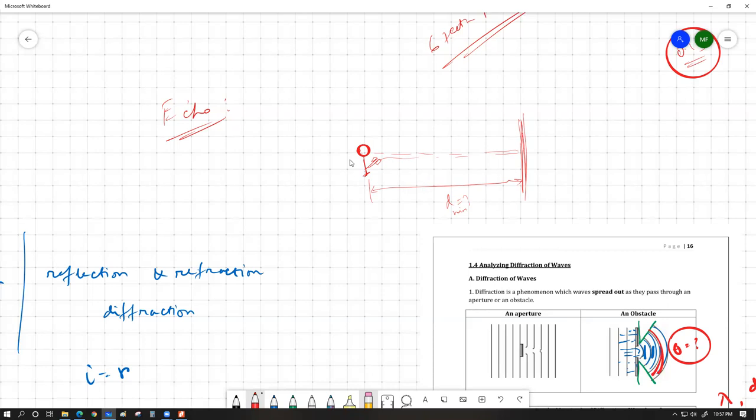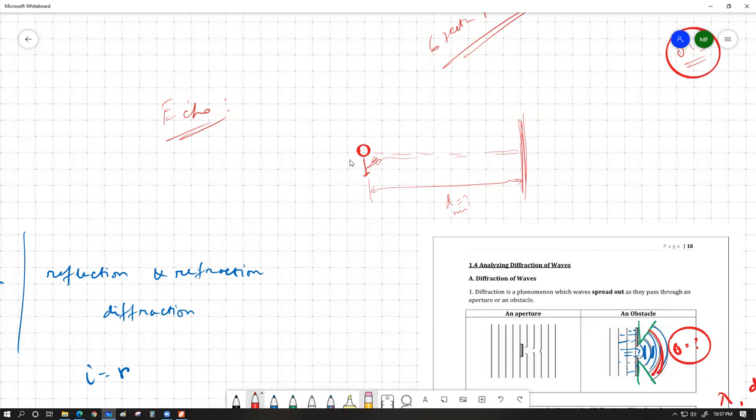If the gap between the person and the wall gets smaller, I don't mean the wall is walking. I mean the person is walking towards the wall, so the distance between them is getting smaller. If that happens, there is a certain minimum distance beyond which the person wouldn't be able to hear their echo as different from the original sound. We're trying to find that.